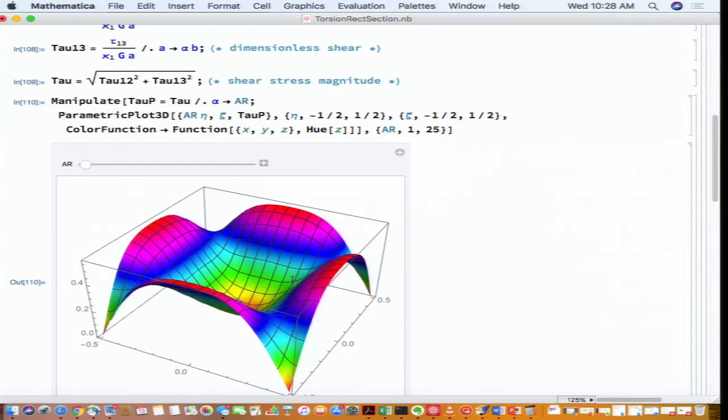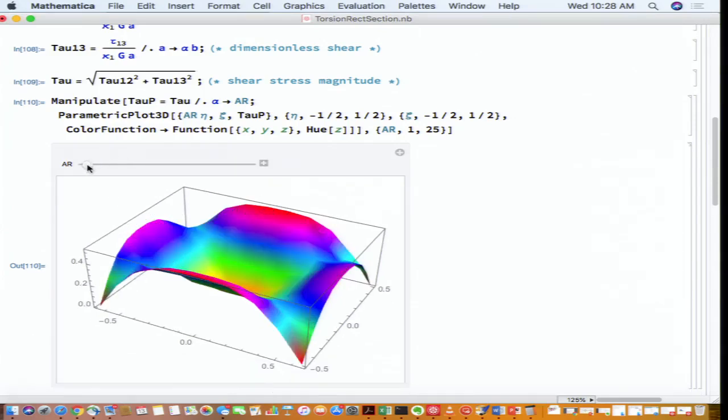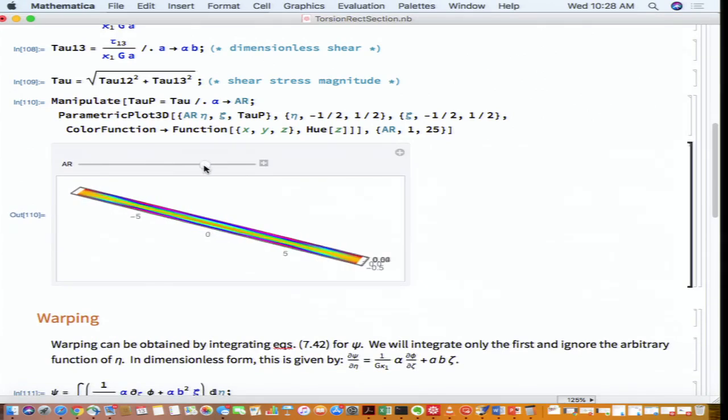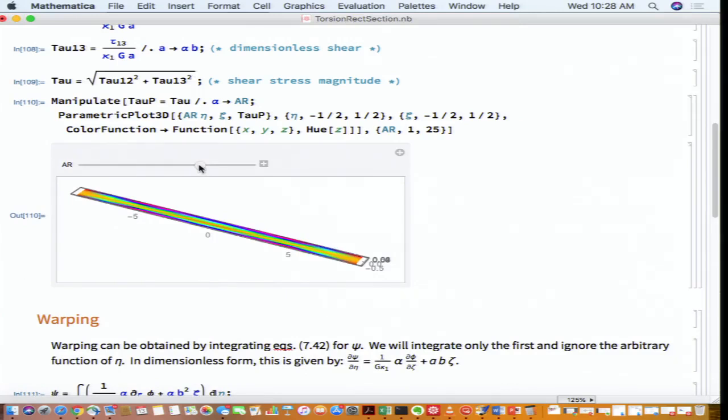But then when I increase the aspect ratio, meaning I'm just increasing the length as compared to the width of the beam, you see that this variation kind of dies out. Now if you move from one edge to the other edge, you almost have the same shear stress variation along the length.